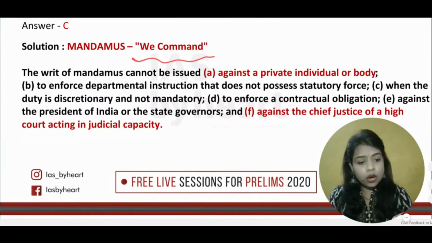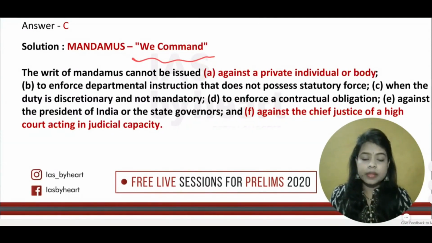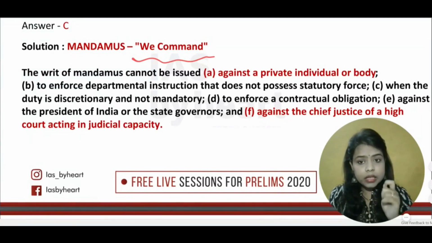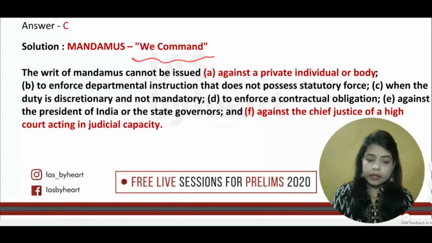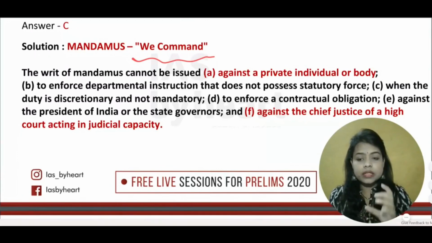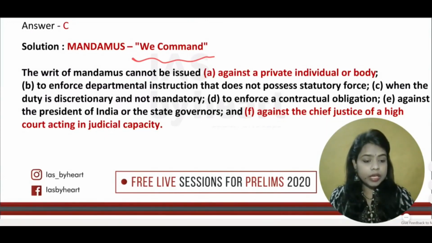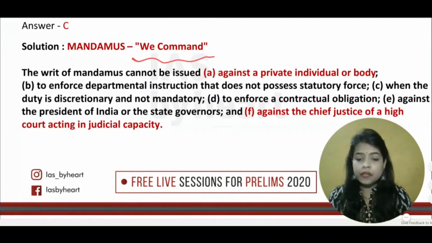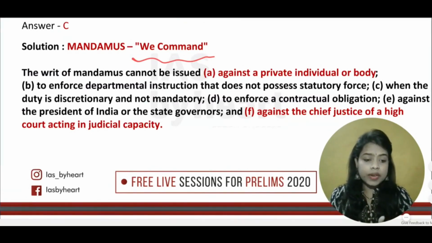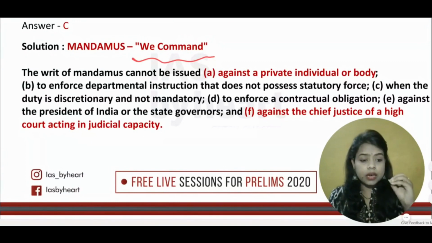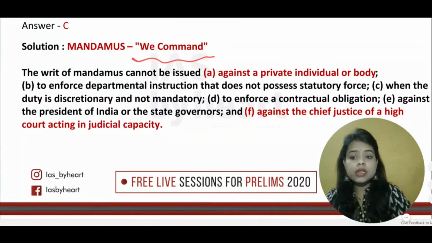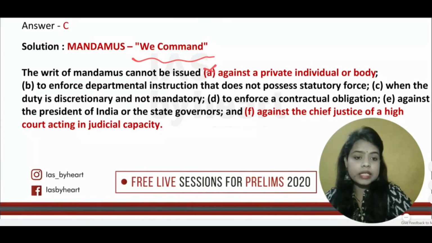As we all know, fundamental rights are enforceable against the state only, not against individuals. So we expect the state to protect us and give us the fundamental rights. If that is not happening, then you go and file a writ petition. Against that, you get these writs to make it a reality; they are used as tools. So here, mandamus cannot be issued against a private individual.